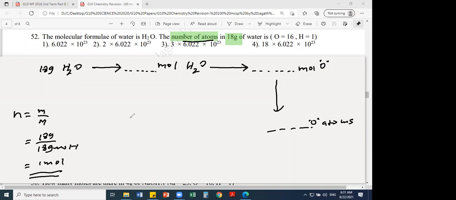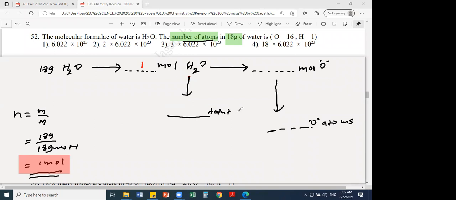I found the moles now. First, I converted grams into moles, and I get here 1 mole. After that, I want to go for the number of atoms. Now this is oxygen atoms. If you want to find total atoms, then how many atoms are in H2O? Total atoms, 3. I'll use one more path. If it's the oxygen atom, that path. If it's total atoms, then you have to go like this. Total atoms.